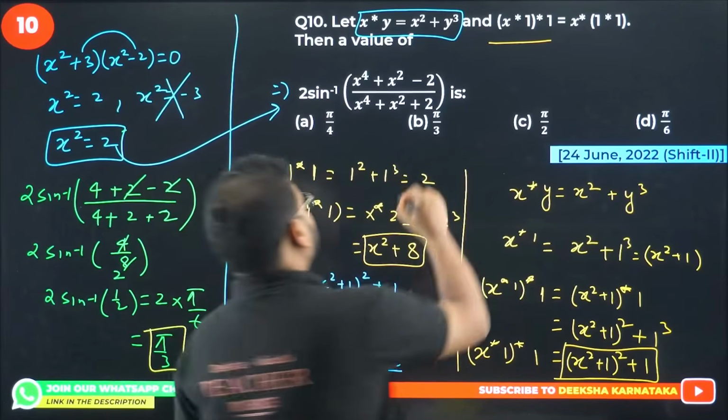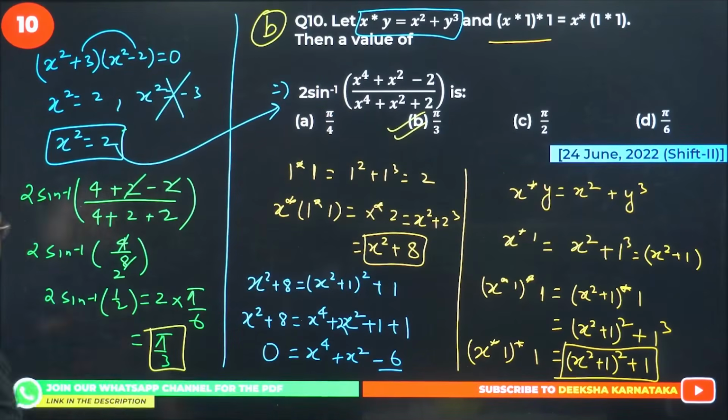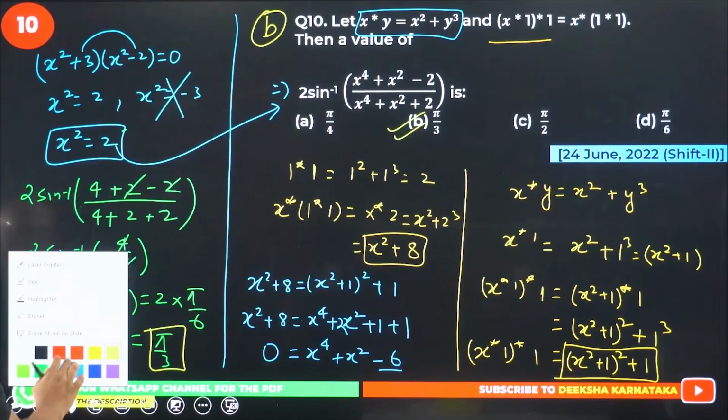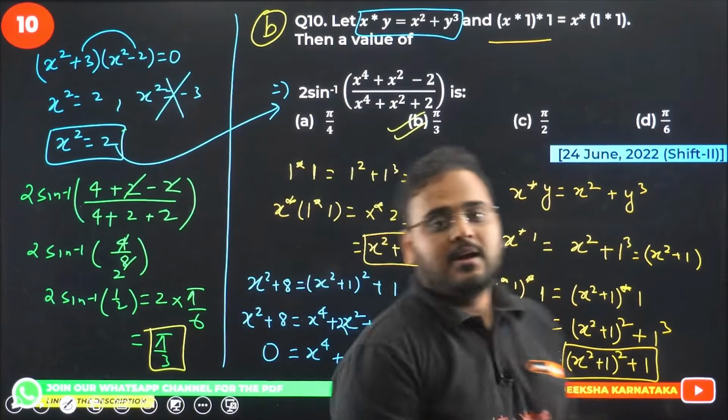Pi by 3, option B is correct. Please check. Option B is correct, sir. Got it? Pi by 3 is the final answer. I hope this is clear.